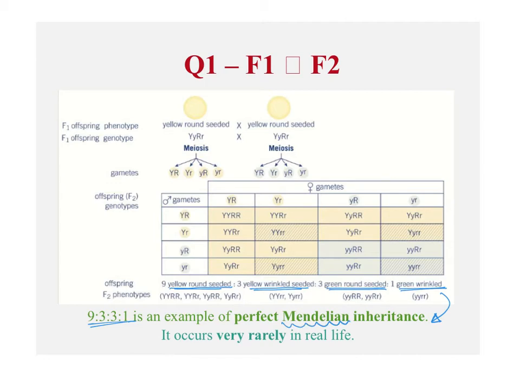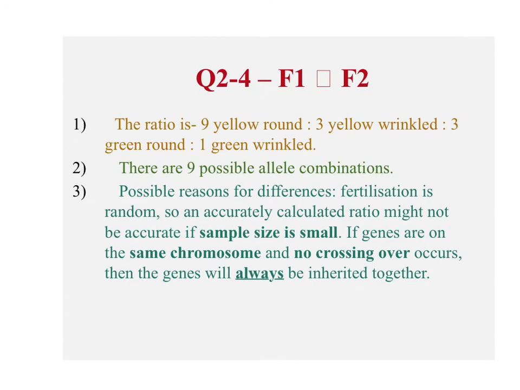It's Mendelian inheritance. Okay? It's not going to occur very often in real life because of various reasons, which include things like crossing over and independent assortment, which we'll look at in a second. But you need to be able to recognise that term. The 9-3-3-1 ratio is perfect Mendelian inheritance. So there are 9 possible allele combinations in that Punnett square. If you're not too sure, go back and take a look at it.